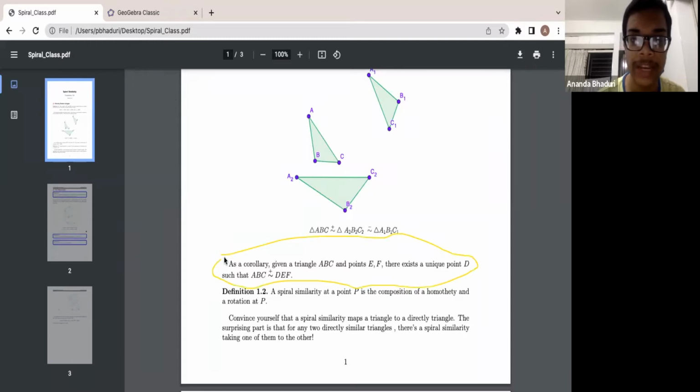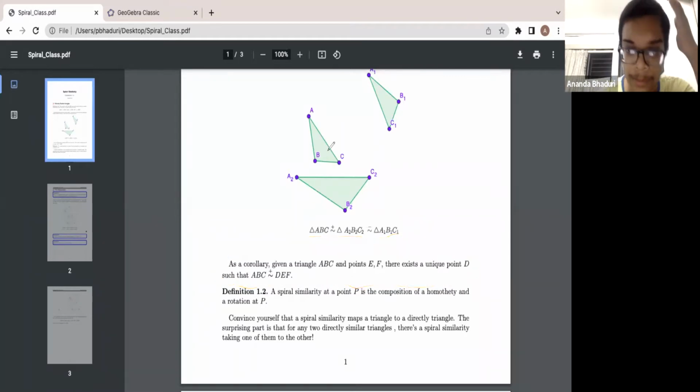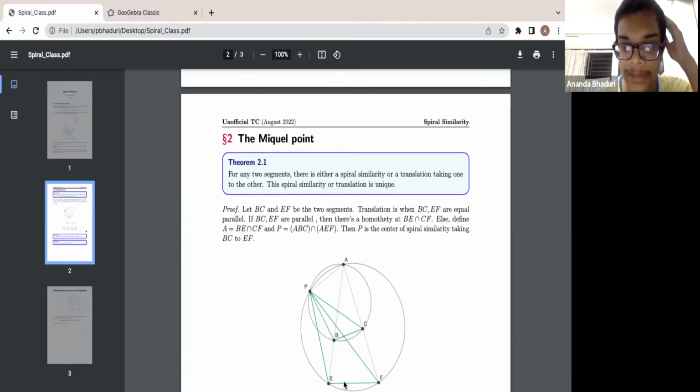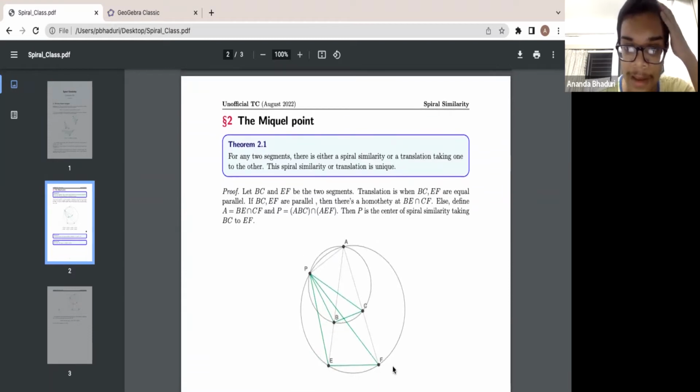And this is the thing: there is a unique point such that for any triangle ABC, in our case A2 and C2, ABC is spirally similar to A2, B2, C2. Now we'll construct this spiral similarity explicitly and show that it is unique. For any two segments, say in our case BC and EF, there's either a spiral similarity or a translation taking B to E and C to F. We can ignore the translation case because it's when BC is equal and parallel to EF.